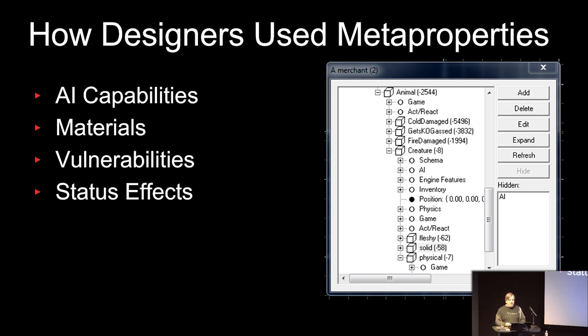Vulnerabilities, gets KO gassed up there. That's a meta property that says, hey, I get damaged, I get knocked out when I walk into knockout gas. And also status effects. When you did get knocked out, like in the gameplay video, you saw a lot of guards get blackjacked in that video, right? When a guard gets blackjacked, we just add the knocked out meta property to the guard, and that just automatically overrides all of its behaviors so that it doesn't do anything. And that's how we did it at runtime.